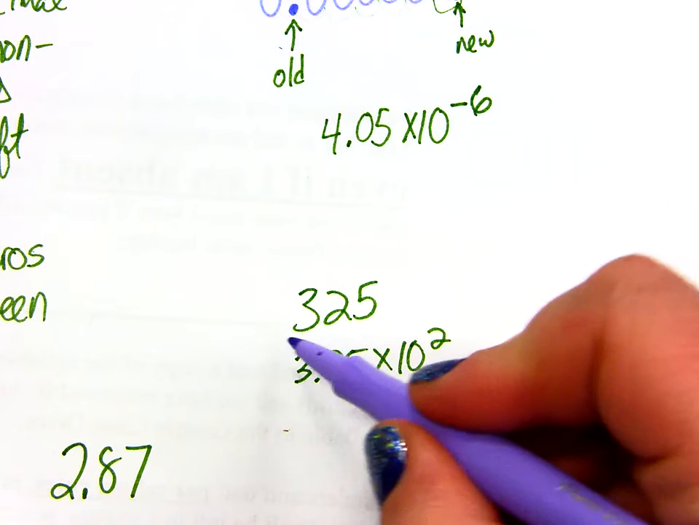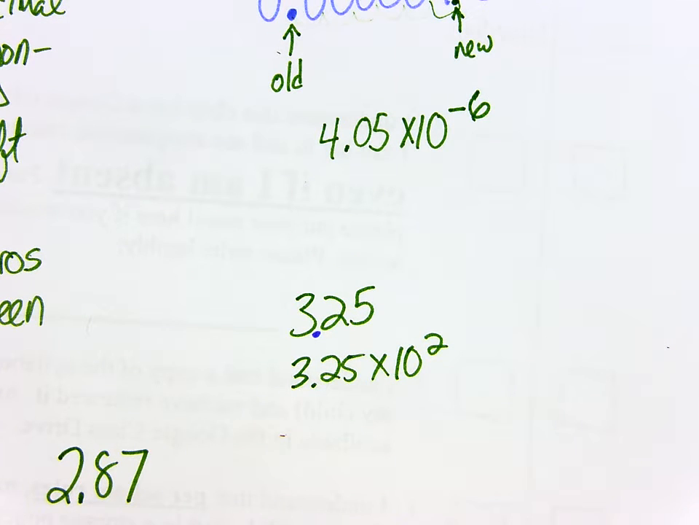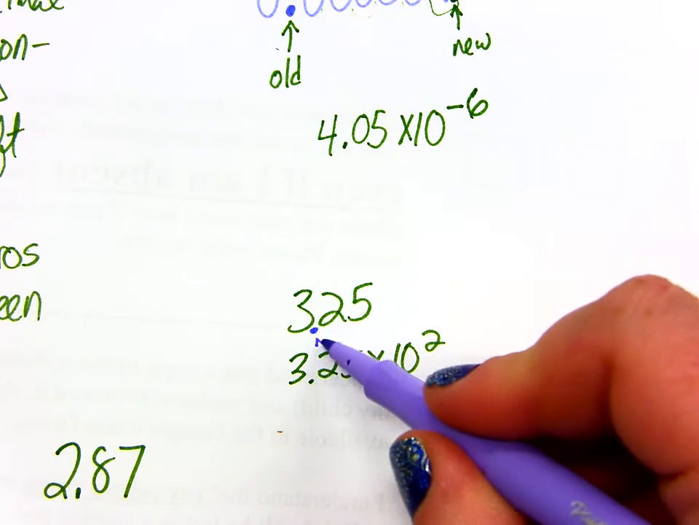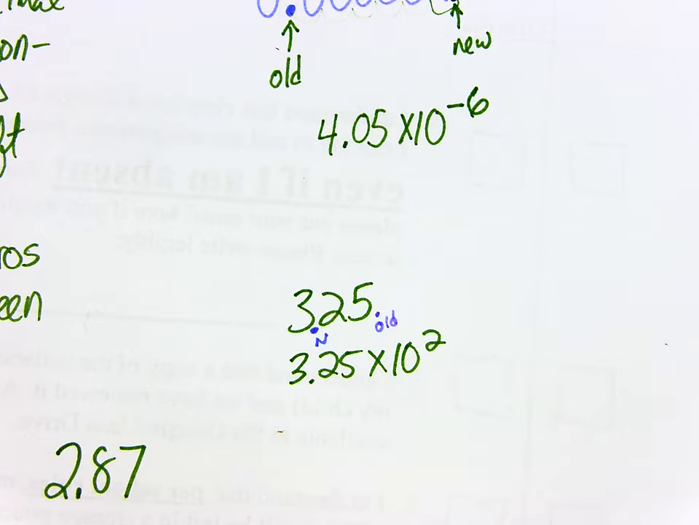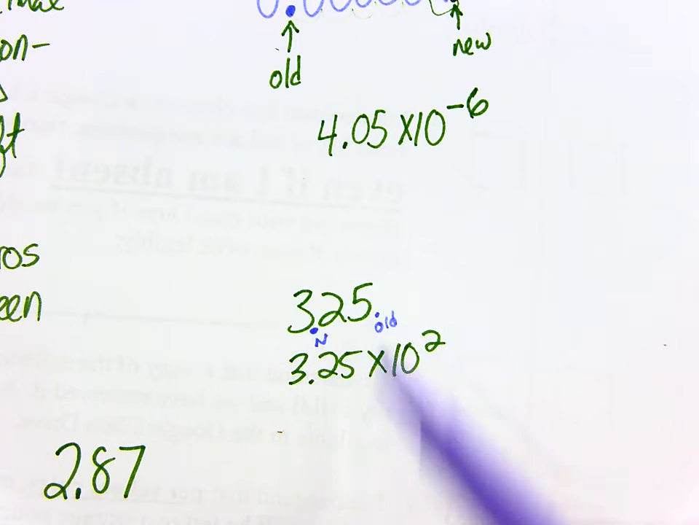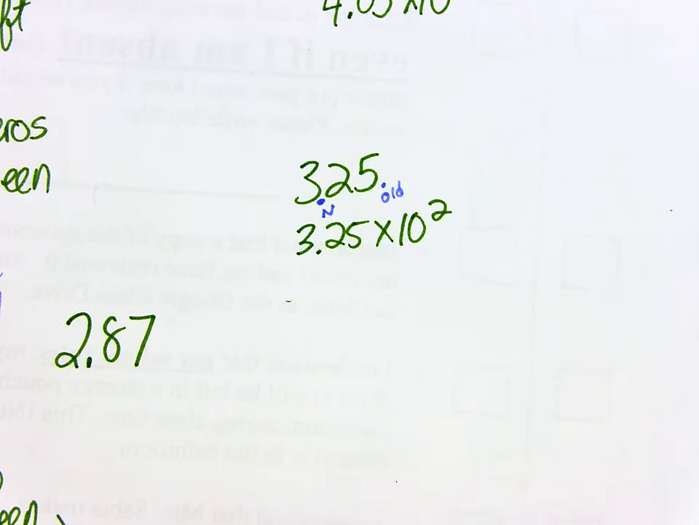You put a new decimal after the first non-zero digit, so there it is, 3.25. That's between 1 and 10, so I'm happy. There are no zeros to drop off, so I don't have anything to do there. That's my new decimal. My old one was back here. 325 is certainly bigger than $1, so it's going to be positive. 1, 2 spaces. 3.25 times 10 to the second. Okay, one more number. Try this one.